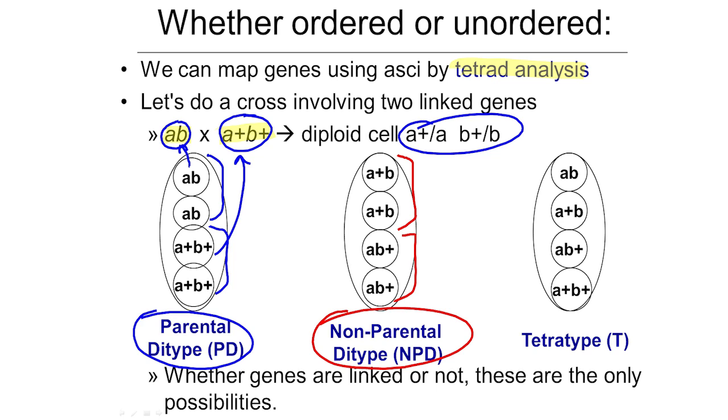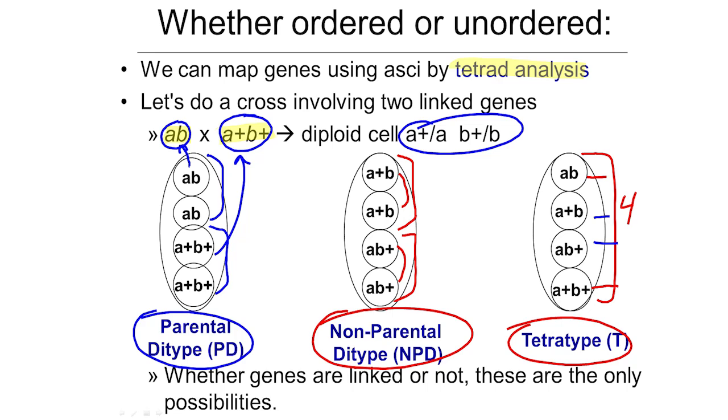A plus B and AB plus are recombinants, so they're non-parental. We once said that non-parental pretty much means recombinant. And then there's a tetratype, which you could probably figure out means there are 4 different types of spores in there, all the possible combinations. 2 that are parental, 2 that are recombinant, all right? So think of it how it could come to be this way.